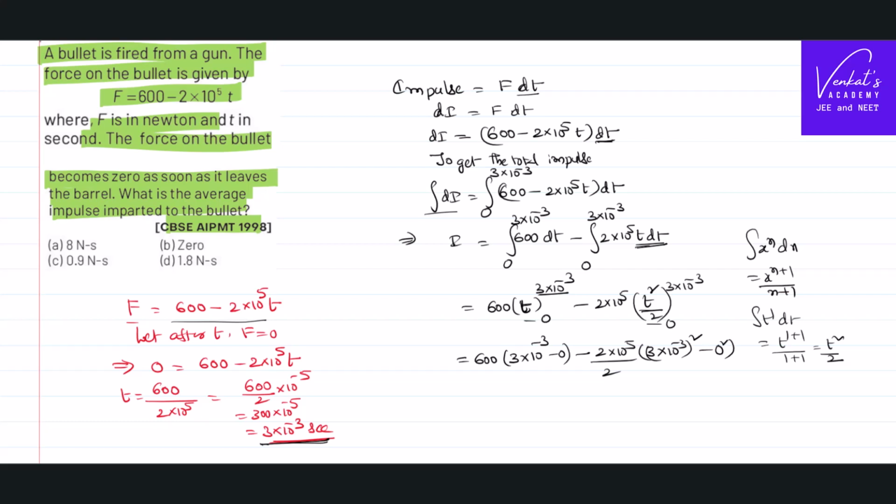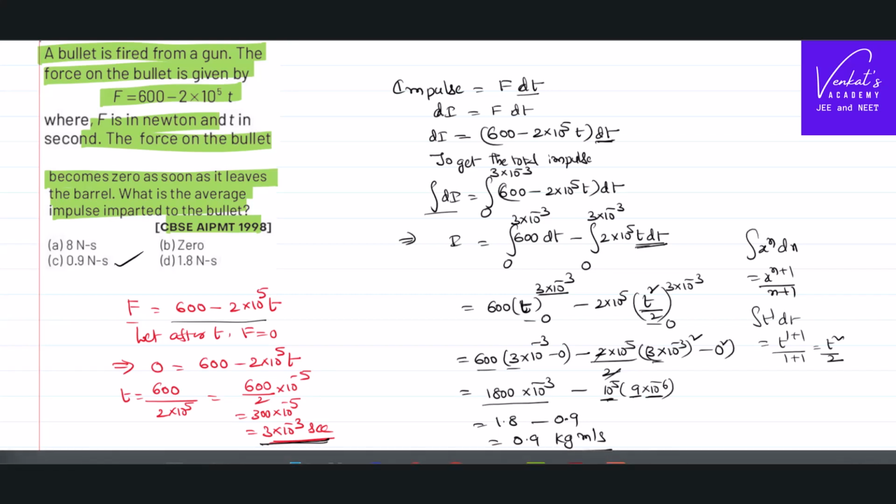If you simplify this, 600 into 3 is 1800 into 10 power minus 3. 2 and 2 will cancel. 10 power 5. 3 square is 9 into 10 power minus 6. So 1800 into 10 power minus 3 means 1.8. 10 power minus 6 into 10 power 5 means 10 power minus 1. 9 into 10 power minus 1 means 0.9. So that value is 0.9. Units of impulse and change in momentum are same. So the answer is 0.9 kilogram meter per second or Newton second, right?